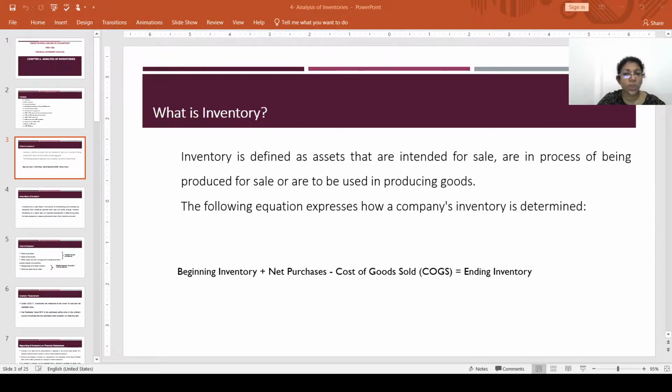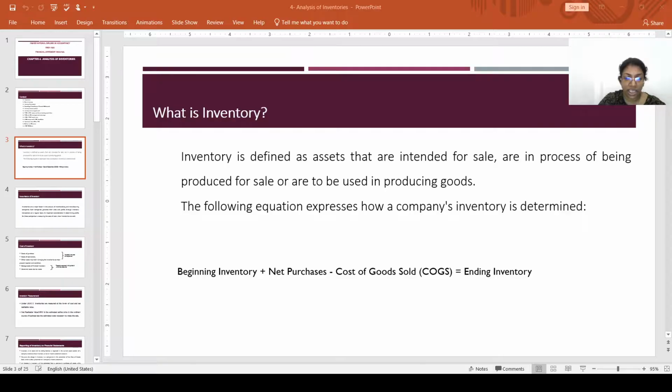The following equation expresses how a company's inventory is determined. So we are going to take the beginning inventory or the opening inventory, then we are going to add the purchases, then from that we are going to deduct the cost of goods sold to come to the ending inventory.